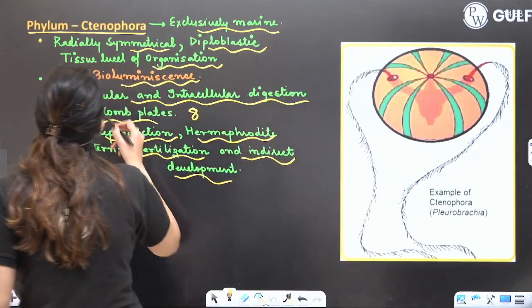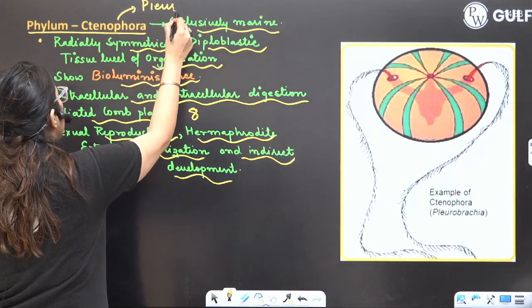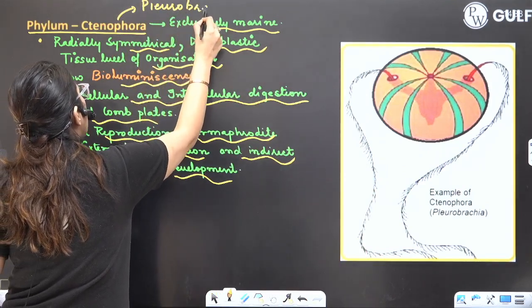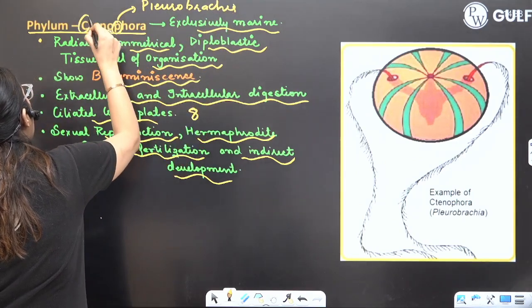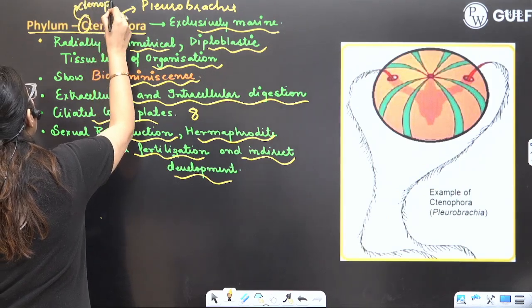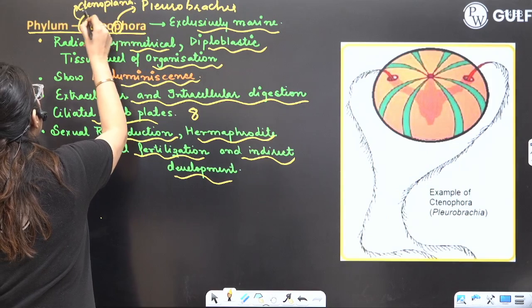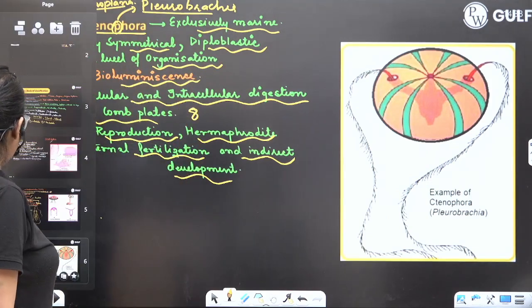Example in this case is Pleurobrachia. Another is Ctenoplana. 2 examples. Done? Clear, guys? Let's move on to the next phylum.